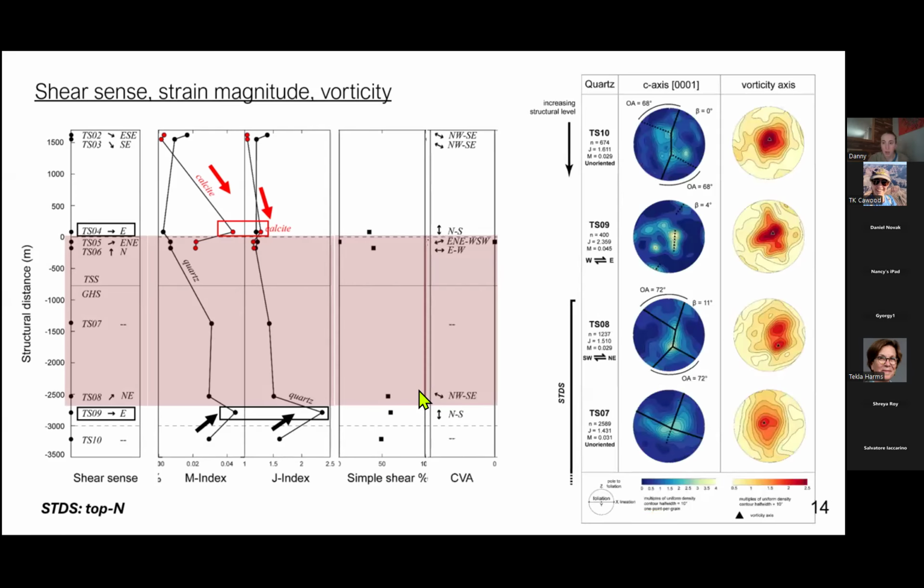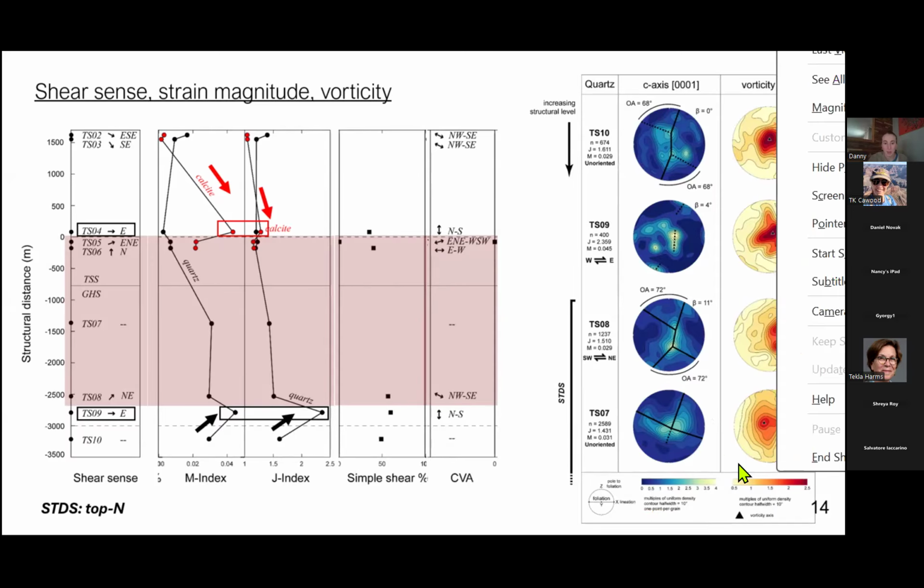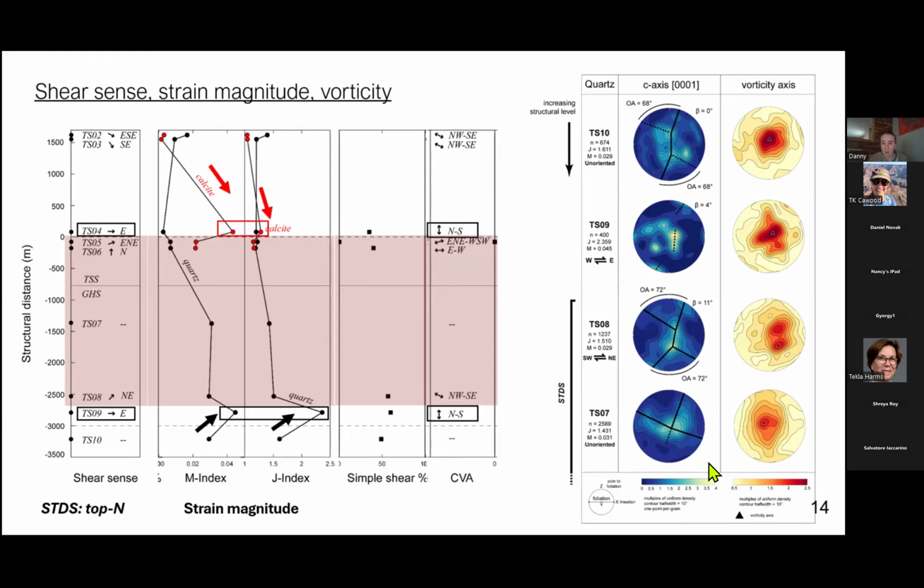We can also look at the distribution of crystallographic vorticity axes to get more information on the flow geometry. So this is what the data looks like here in red. And the results basically highlighted a monoclinic flow geometry throughout the section and also showed complexity at the shear zone boundaries. So combined with deformation processes, we can try to understand all these different kinematics that we're seeing.